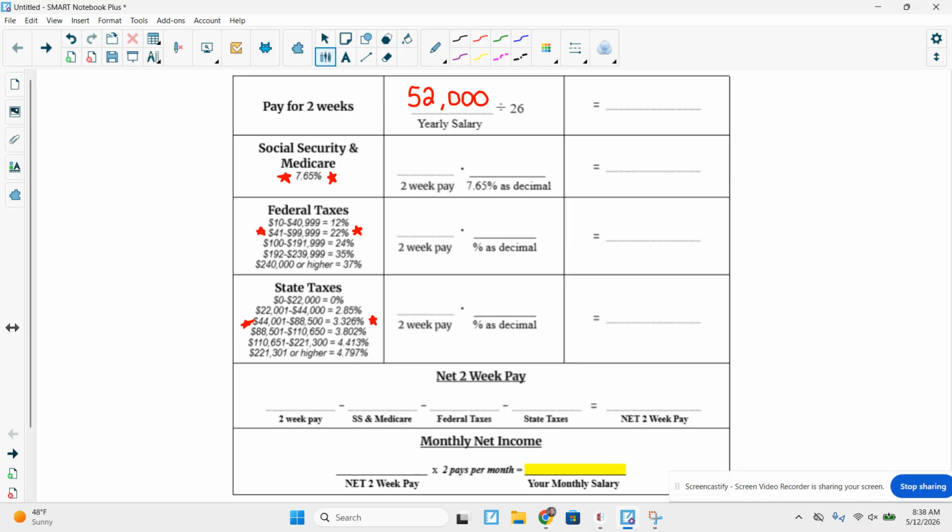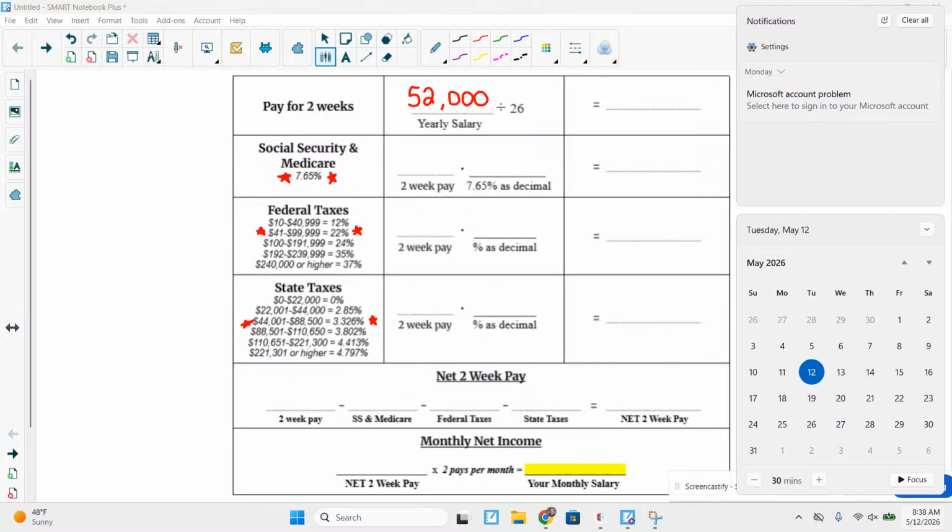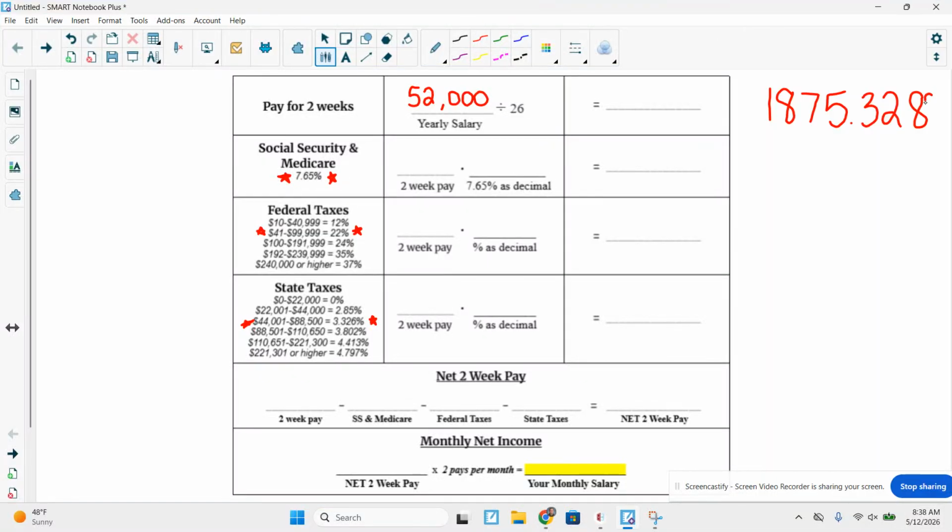Now we get to start doing some math. Before we start doing math, though, let's talk briefly about rounding money. Let's say I'm going to divide something and I get this in my calculator: 1875.328. If I wanted to round this with money, how many numbers after the decimal place are there in money? 2. So I'm looking at these two right here, 32. That's what it is right now.